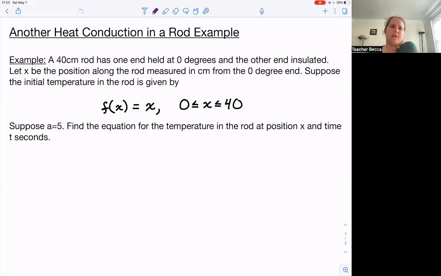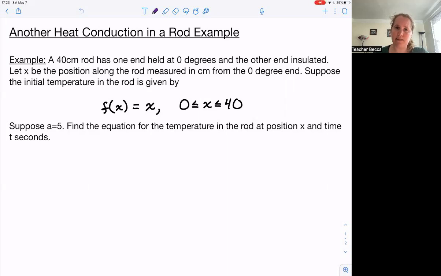Welcome to another heat conduction in a rod example. In this example, a 40 centimeter rod has one end held at 0 degrees and the other end insulated. Let X be the position along the rod measured in centimeters from the 0 degree end. Suppose the initial temperature in the rod is given by f of X equals X for X between 0 and 40. Let's suppose A equals 5 and find the equation for the temperature in the rod at position X and time T seconds.